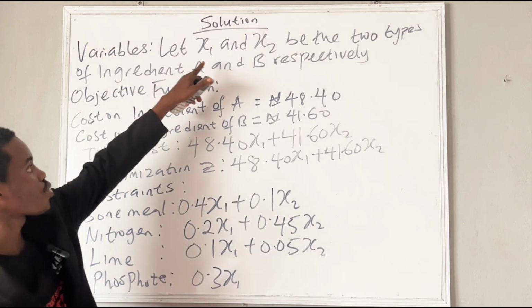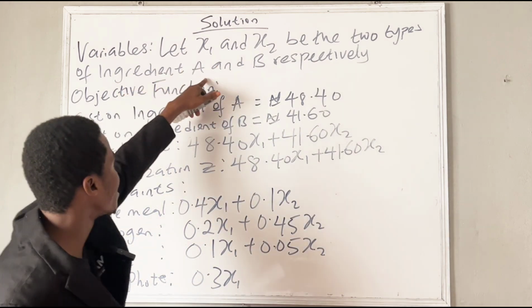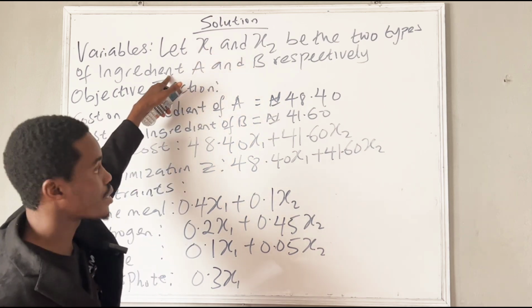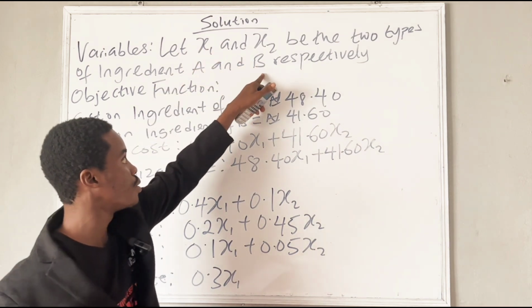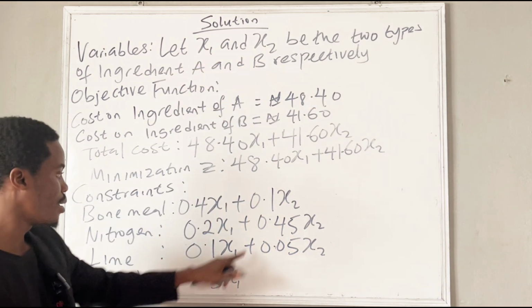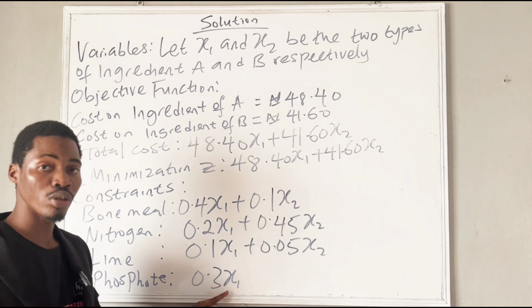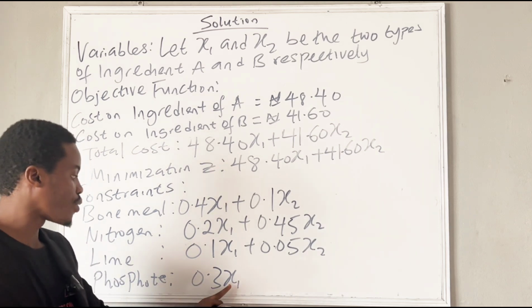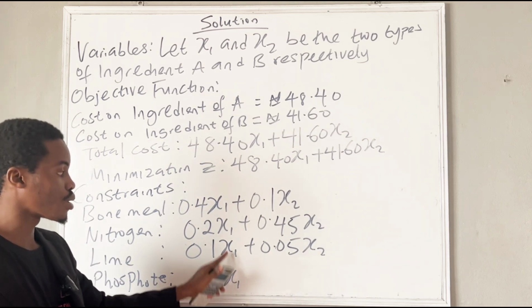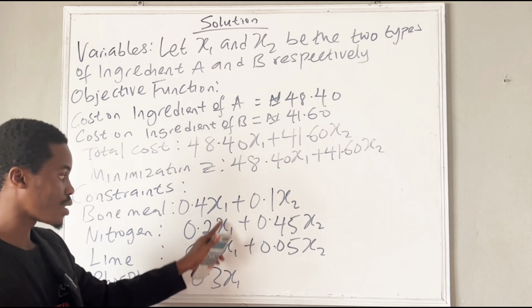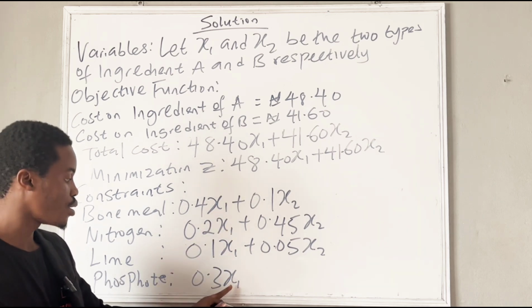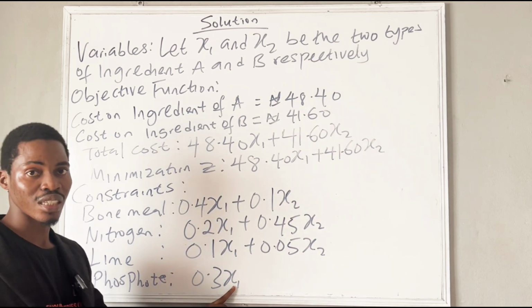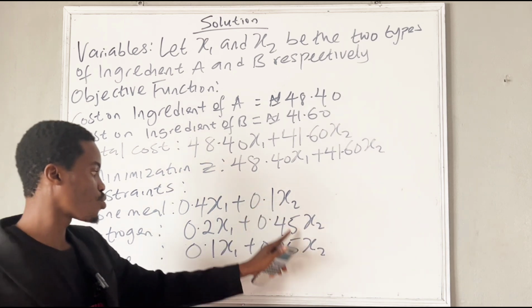Our ingredient. Let x1 and x2 be two types of ingredient A and B. That is, our x1 is what? Ingredient A. Our x2 is what? Ingredient B. So these are our ingredients A, these are our ingredients B. So we are not going to replace ingredient B, because we have left x1 to be what? Ingredient of A. So whenever we see ingredient of A, we add x1. That's why we have x1. It's a decision variable. And our x2 is this.